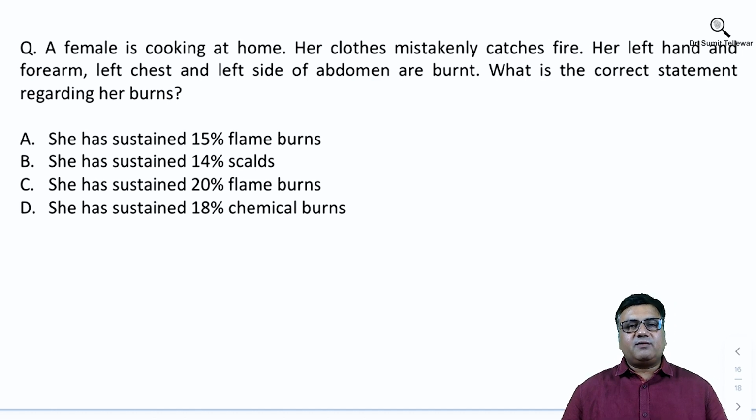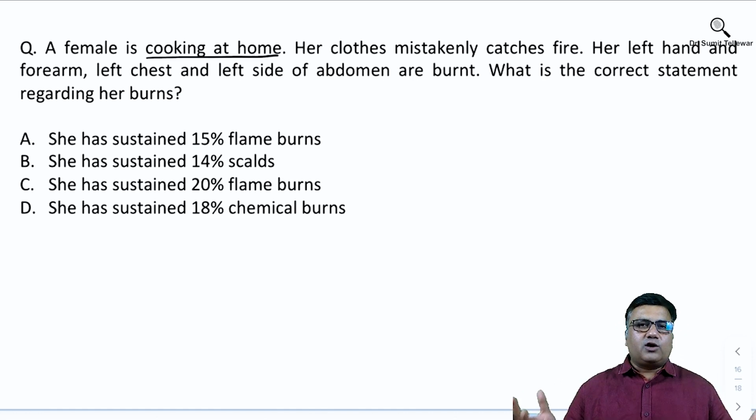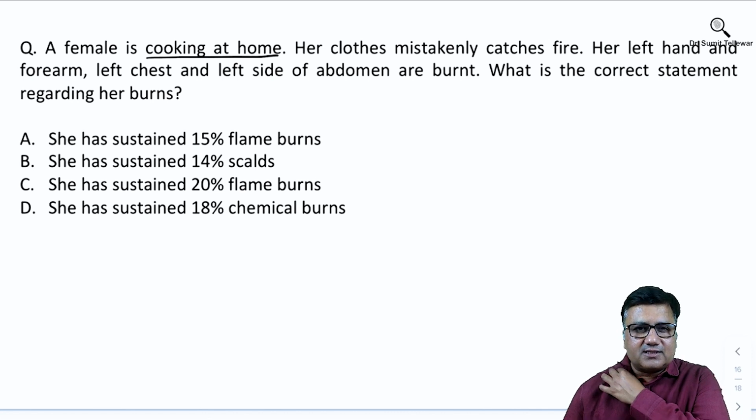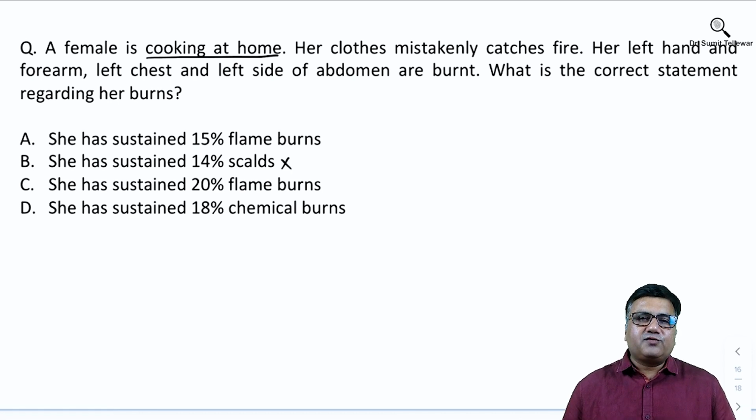So, what is given very clearly in the question is she is cooking at home, which means she has caught fire on her clothes, which means that it is not a case of scalds, because scalds is burns from wet fluid or steam. So we're not talking about hot fluid or steam here, and it is not a case of chemical burns. So it's not an alkaline or an acidic burn, right?